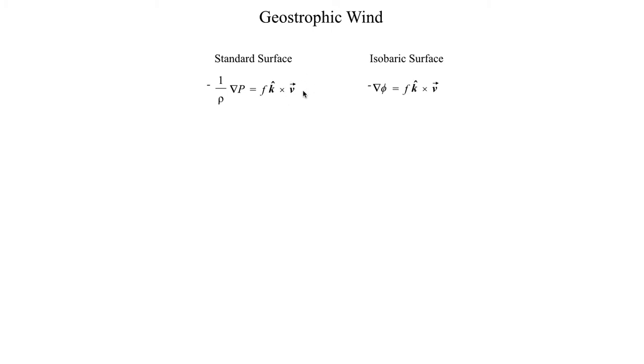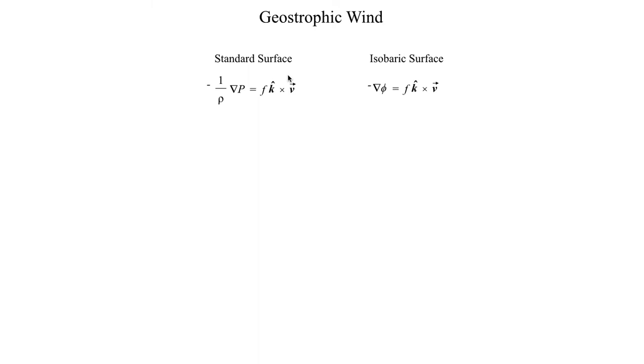Although there's something that makes that very unpleasant, and that is this k hat cross that is in front of the v here. So if we're going to solve for this v, we're going to have to find a way to get rid of this k hat cross in order to solve for our wind, which is represented by this vector v, and we're going to have to do that for both of these.